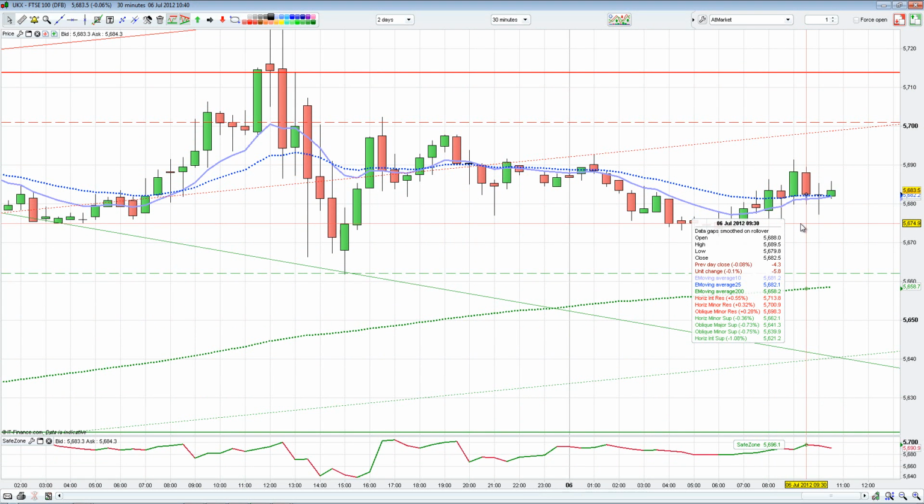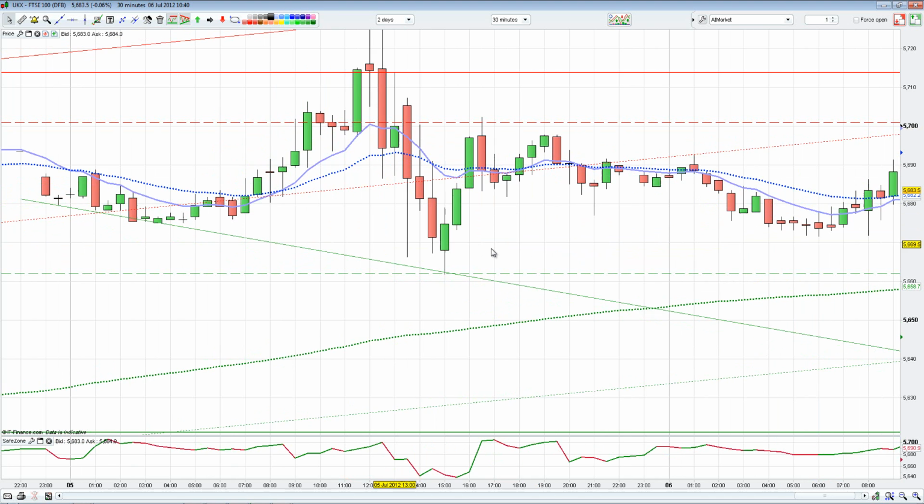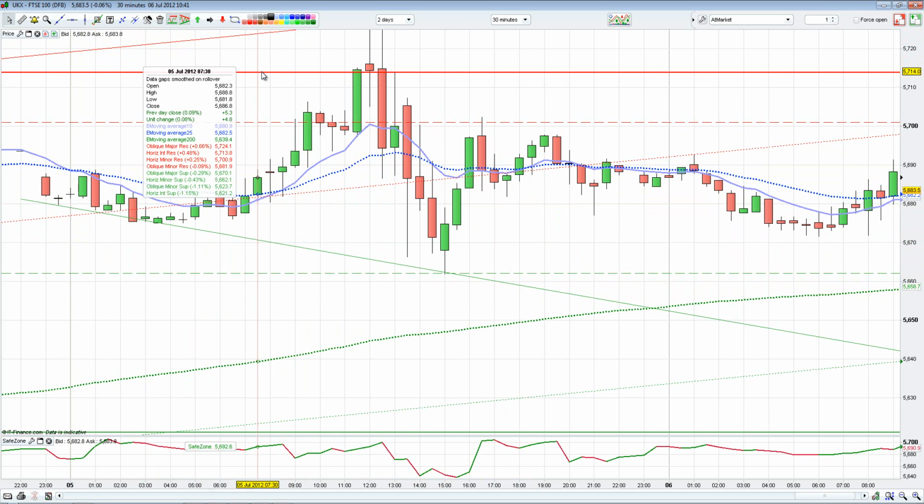They're quite useful for timing your entries and identifying areas where the price is likely to either stop rising or stop falling, possibly turn, just general areas of support and resistance that apply during the day. So for example, if we look at yesterday, this is a 30-minute chart, so we've got various candles and all the activity from yesterday, and you can see we've got a falling support line there and a horizontal support line there at 5662. We've also got quite a strong resistance line at 5714.